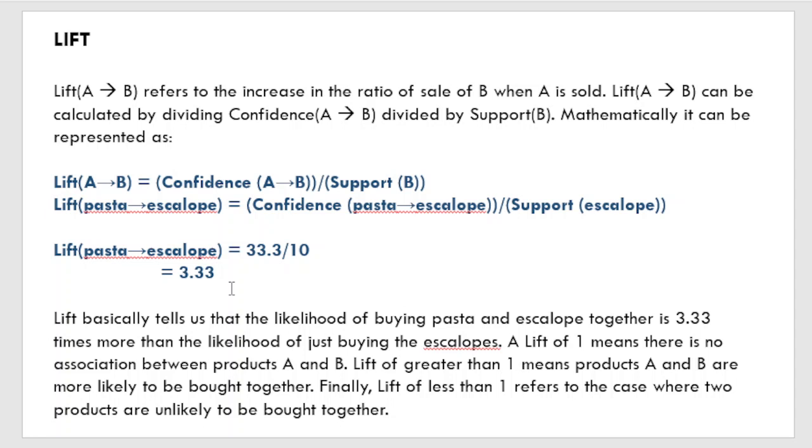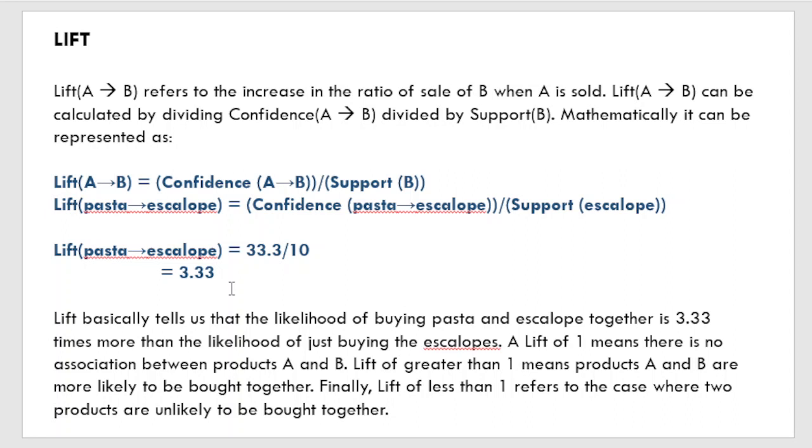A lift of 1 means there is no association between the products A and B, pasta and escalope. Then a lift of greater than 1 means products A and B are more likely to be bought together. Then finally, a lift less than 1 refers to no likelihood of the two products being bought together.